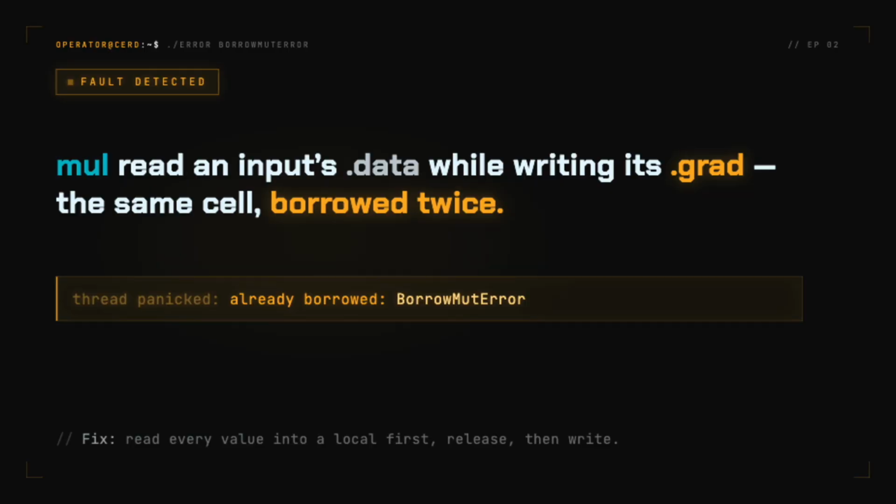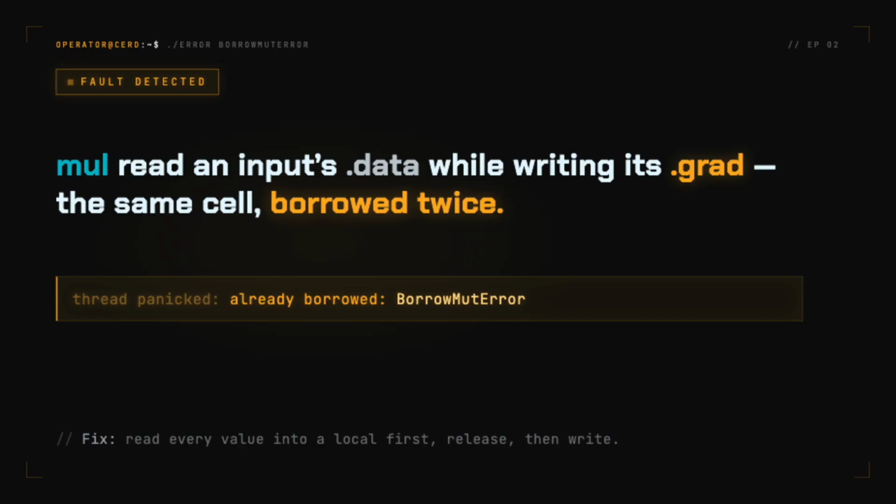Right away with this, as I was writing it out and testing, I found another interesting thing that Rust does. My multiply function needs to read one input's value while it's writing to its gradient. And if those overlap, or if it's the same node, RefCell actually panics on this. It gives us the already borrowed error. So we remember RefCell checks the rules at runtime. Instead of not compiling, it just crashes while it's running. The fix is easy once you actually see what's going on.